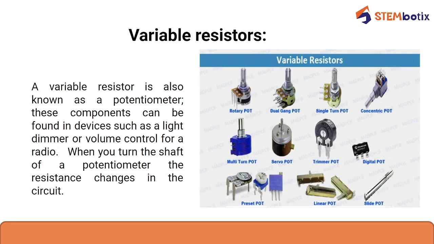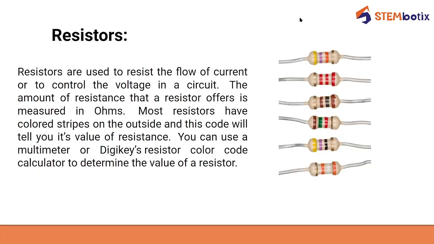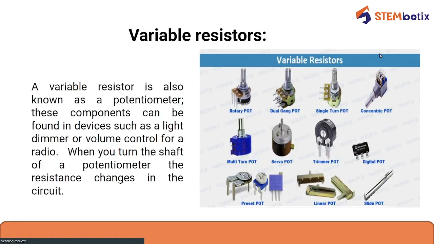Now after resistor we have variable resistor. See, this kind of resistor has a fixed value, whereas these are the resistors whose value you can vary as per your requirement. So a variable resistor is also known as a potentiometer. These components can be found in devices such as a light dimmer or volume control for a radio.